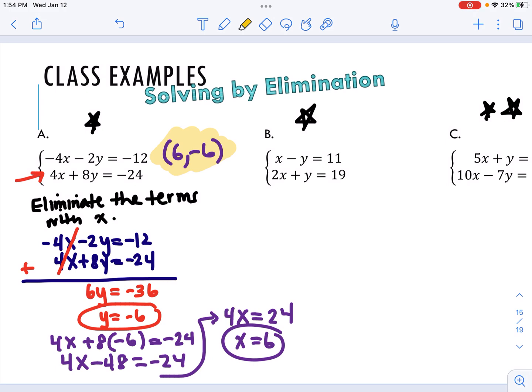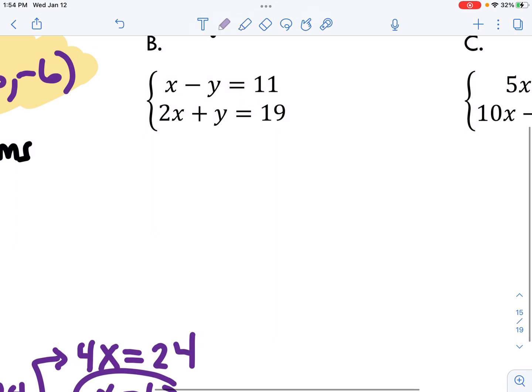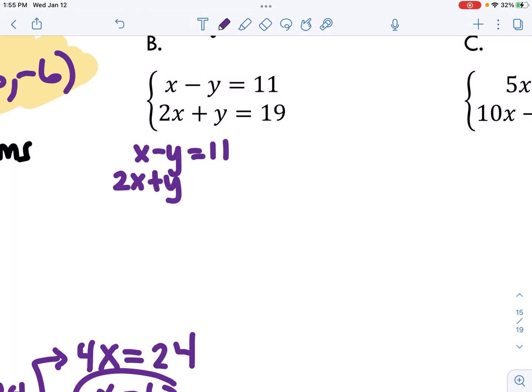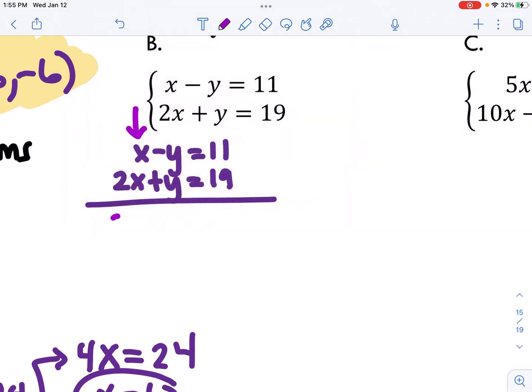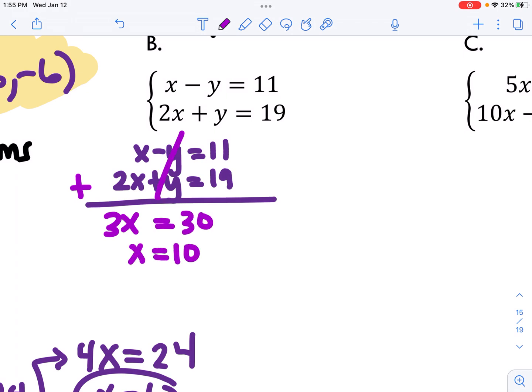All right, let's do example B. Once again, I see that both of those y's have opposite coefficients. So in this case, I'm going to eliminate the terms with y. I personally always like to rewrite the problem almost like a giant addition problem. I'm going to read up and down, starting from the left. X plus 2x gives me 3x. I'm going to put a giant addition sign here. Negative y plus y does in fact cancel out. So we have 3x is equal to 30, which means x equals 10.